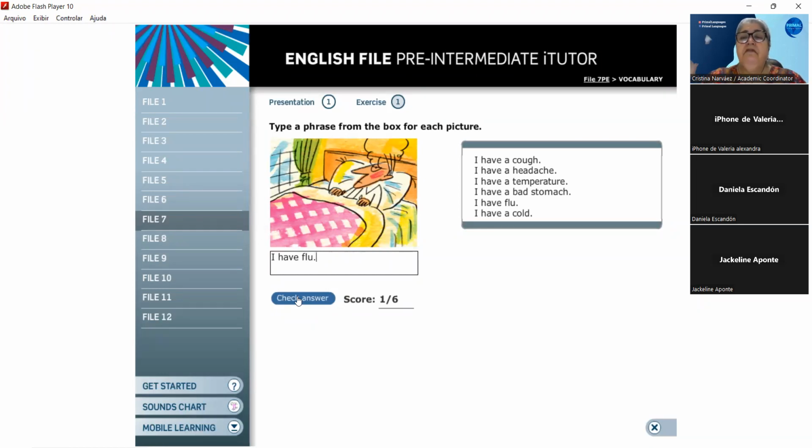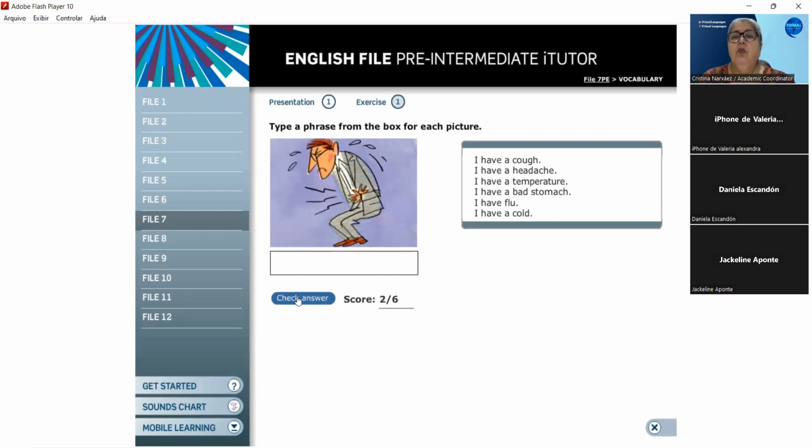What's the difference between the flu and a cold? Flu is the influenza. Exactly. Yes, it's the microorganism, stronger. Yes. Jacqueline, what is this?